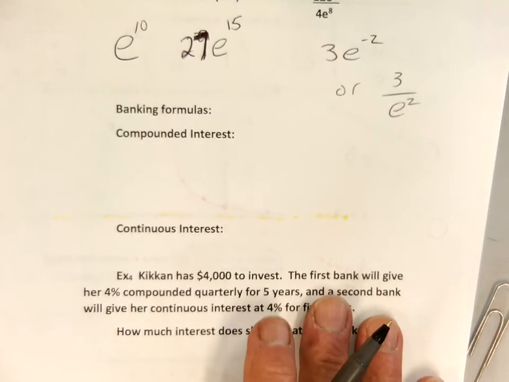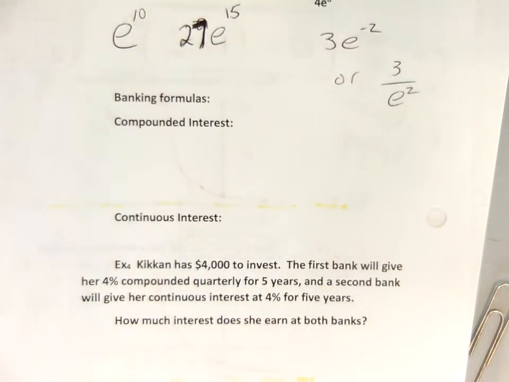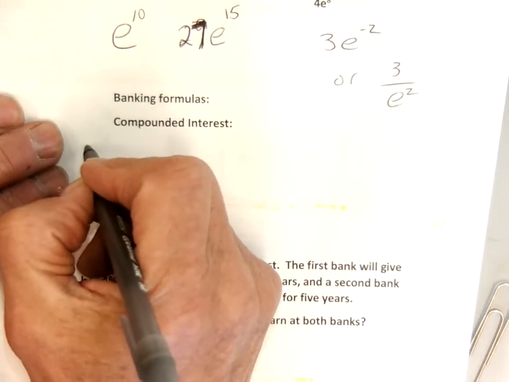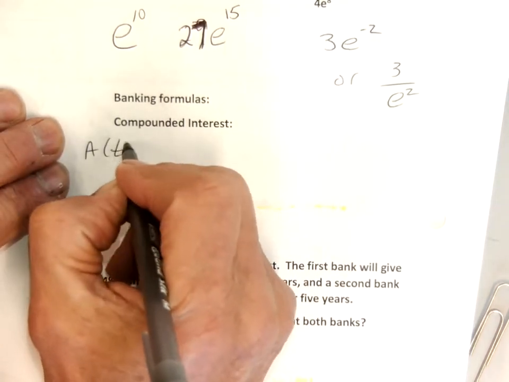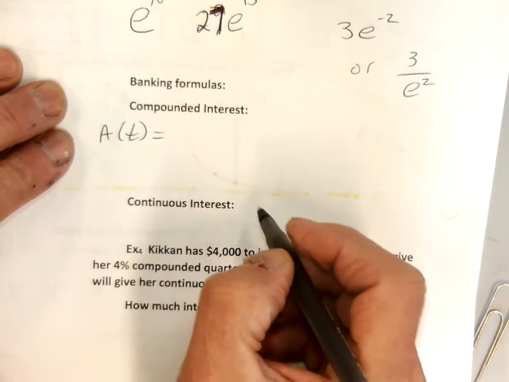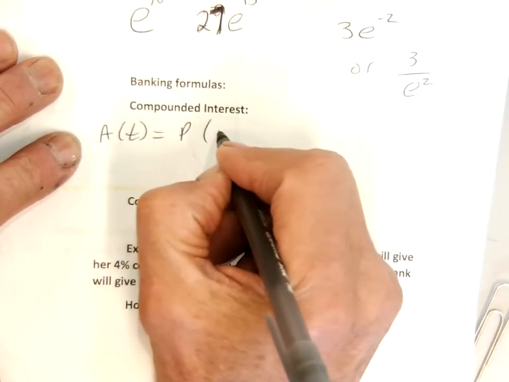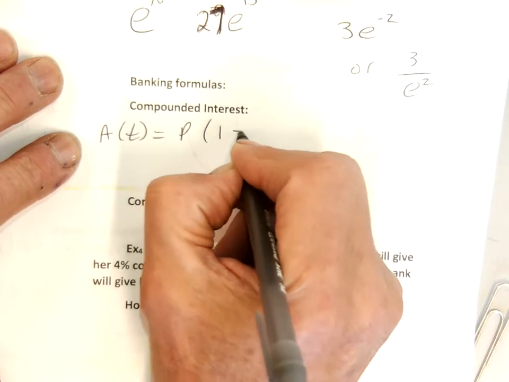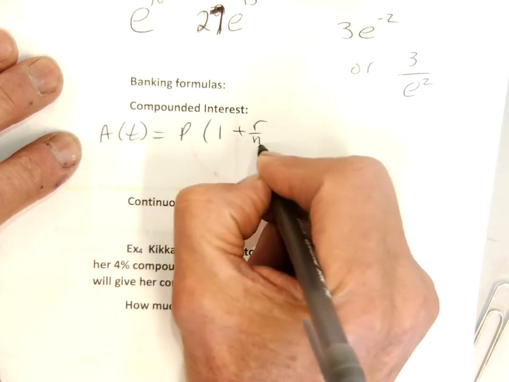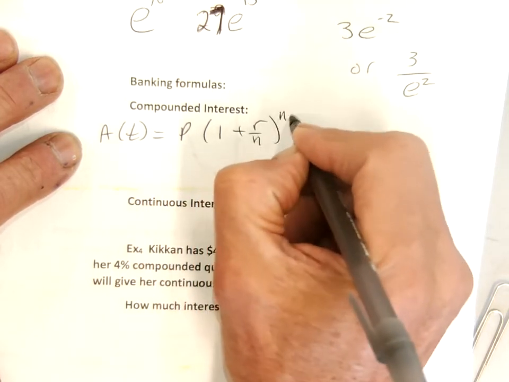Now, banking formulas are also used in exponentials, okay? So one banking formula is this, and they're easy to use. We just have to have the right formula. P, and we're going to go 1 plus r over n to the nt.